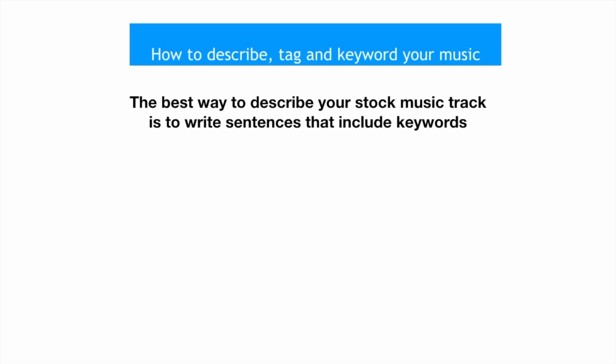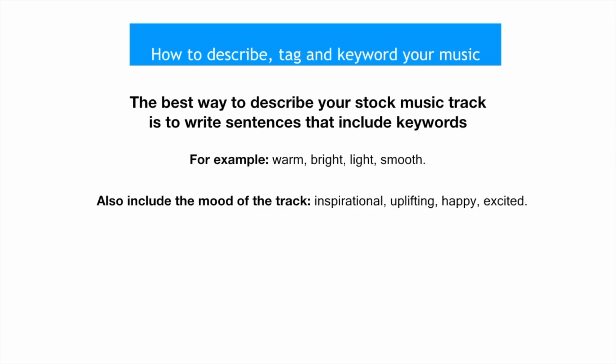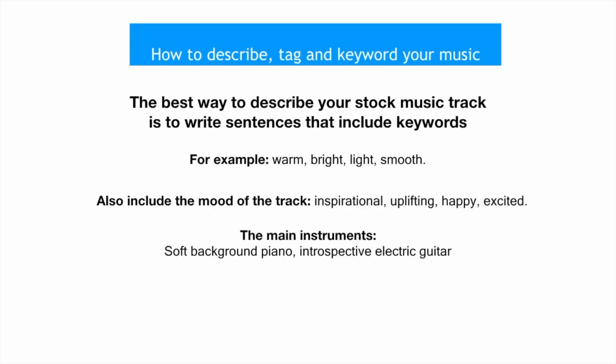So the best way to describe your stock music track is to write sentences that include keywords within the description. For example, keywords are warm, bright, light, smooth. These are just a few of the keywords that you can include while describing your stock music. You should also include the mood of the track, if it's a sad track or an inspirational track, uplifting, happy, exciting, etc. As well as the main instrument.